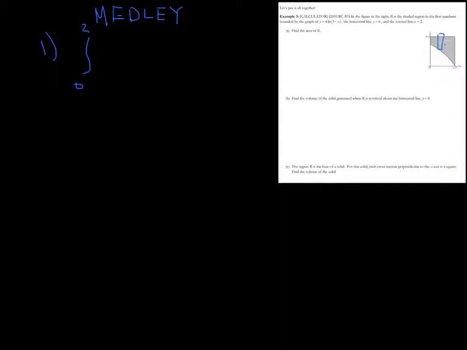Upper curve is the line y equals 6. Lower curve is 4 natural log of 3 minus x, dx. And when we use our calculator, that's going to give us 6.817. All right, this is a calculator problem. And part A is done.